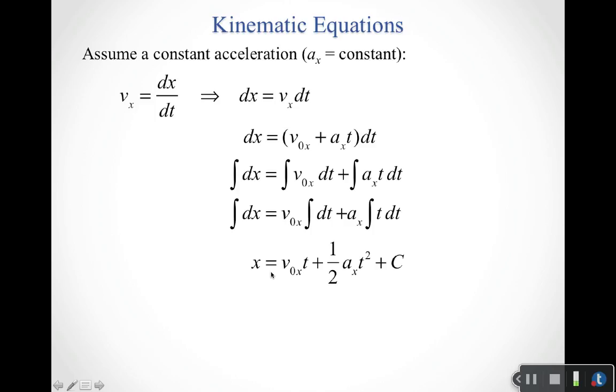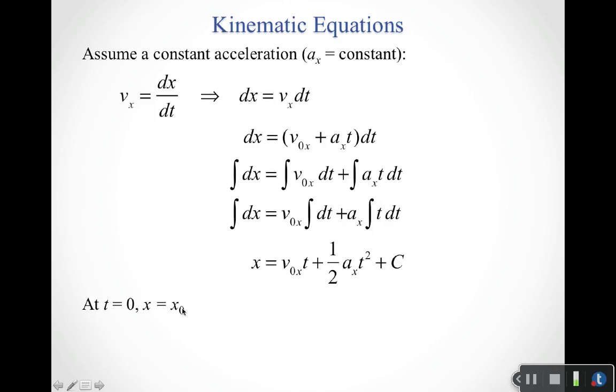So what I've got is this equation: the x position as a function of time is equal to the initial velocity times time, plus 1/2 times the acceleration times time squared, plus this constant. Again, I need to deal with this constant by looking at t equals 0.